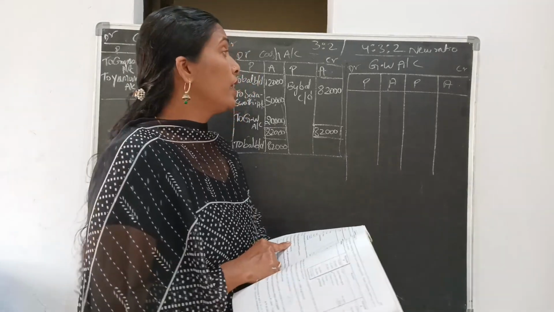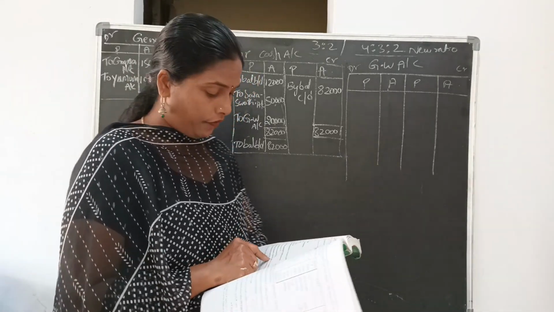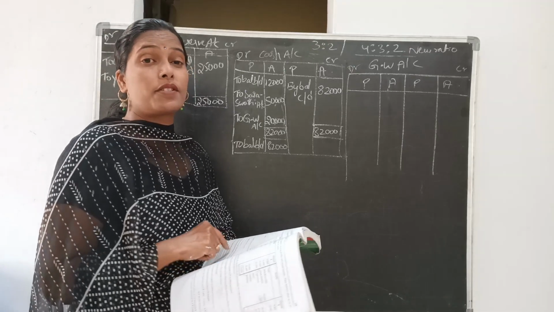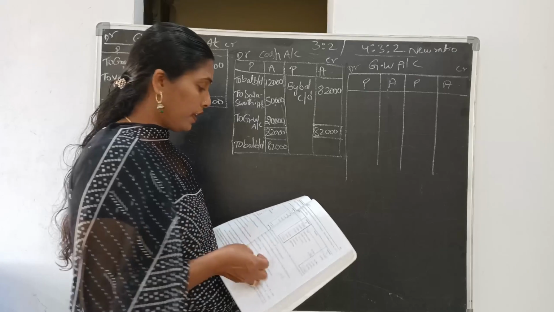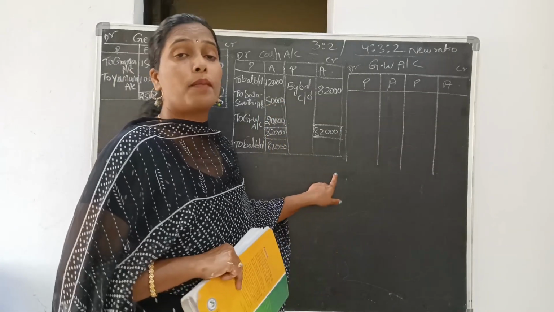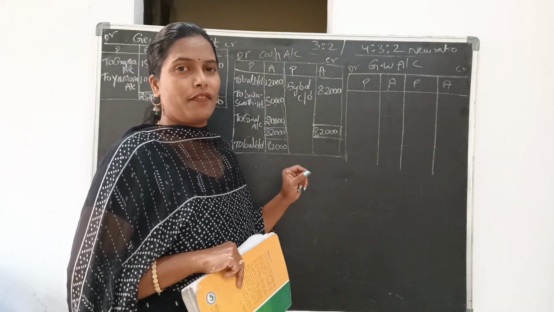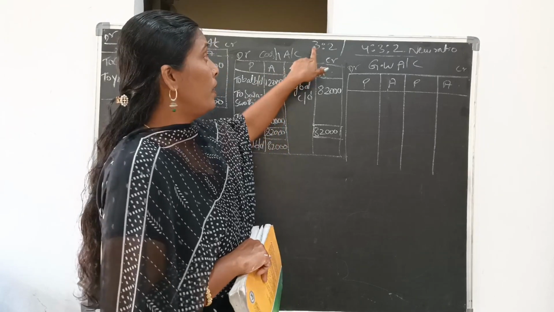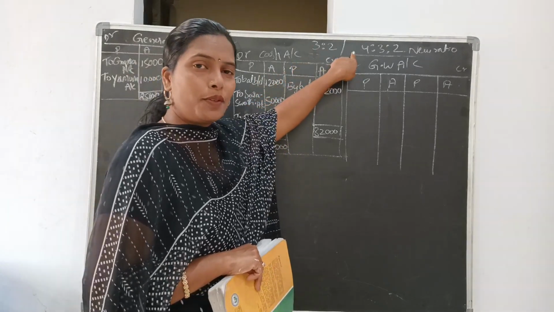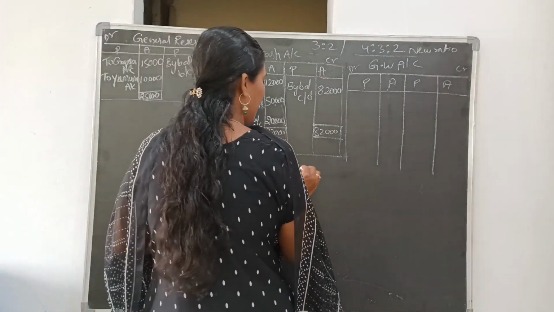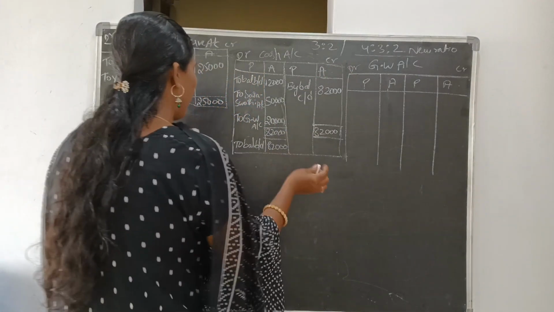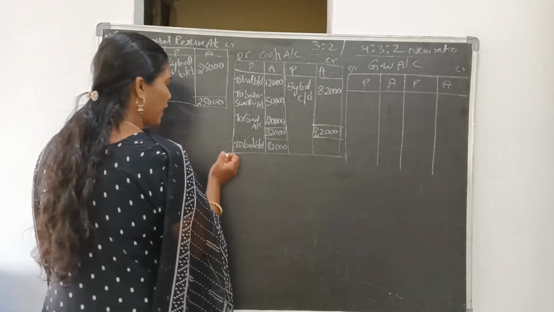So here we need to calculate the ratio of sacrifice. Before going to distribute goodwill to old partners, we need to calculate the ratio of sacrifice. So what is the formula for finding the ratio of sacrifice? Simply, in the problem the old ratio is given and the new ratio is given. So this is the formula: old ratio minus new ratio.